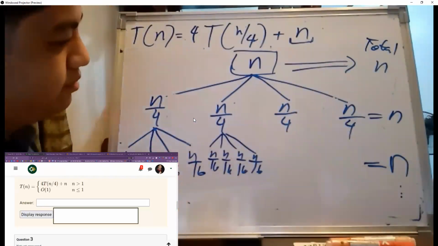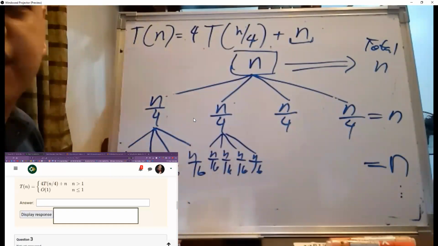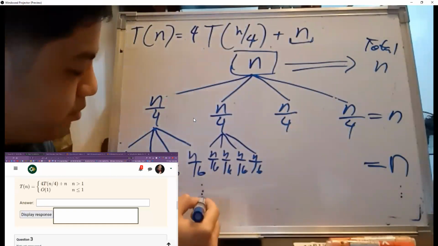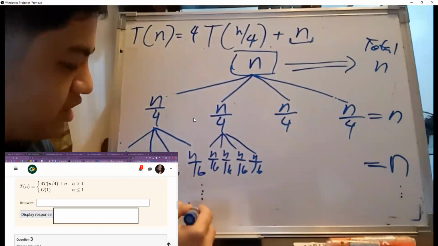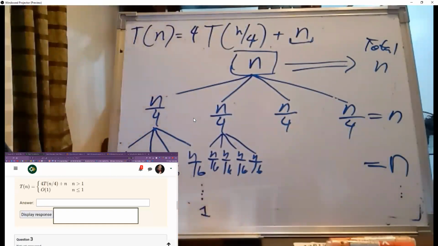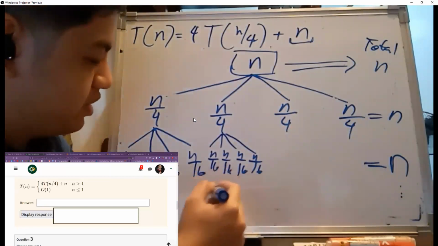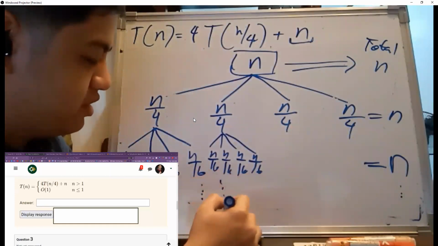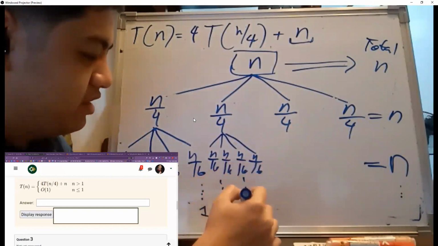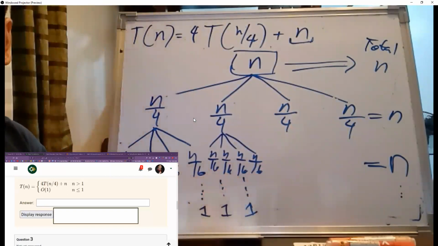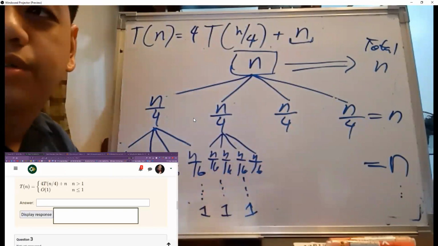So hindi na ako siya. Pero eventually, aabot tayo dun sa point na magiging 1 na lang siya. And ilan yung mga matitirang 1 sa dulo? Kasi ito magsuspawn siya ng mga 1, ito rin magsuspawn siya ng mga 1, ito rin gagawa siya ng mga 1. So ilan yung mga 1 natin sa dulo?